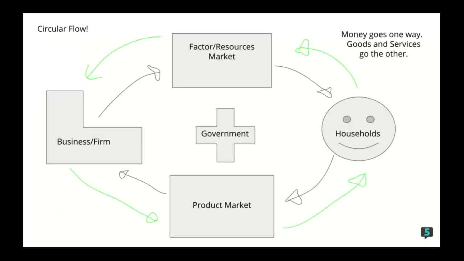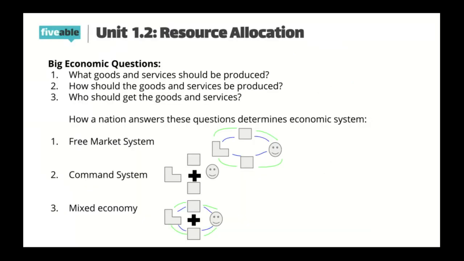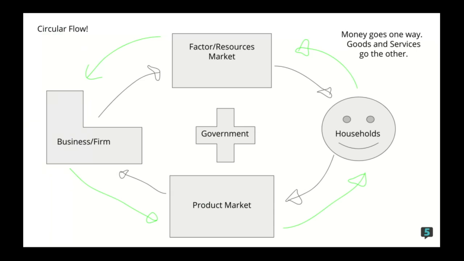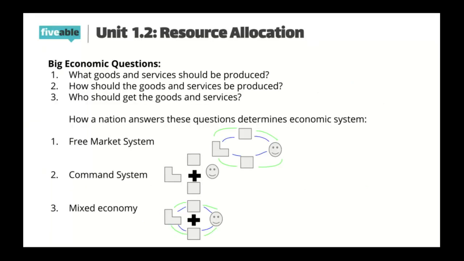So if you want to skip ahead, this is my key to all this. For a free market system, you'll see there's no government in the middle. So take the government part, erase it, and it's just pure flow between households and firms through the product market and through the factor market.